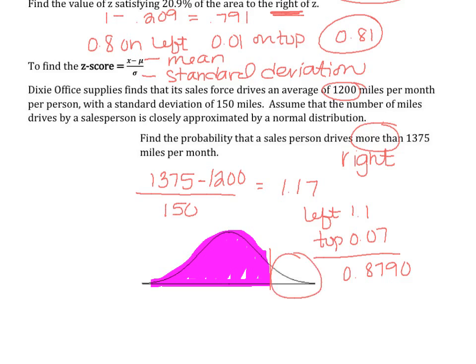So to find the area to the right, since we know that area shaded plus the area not shaded is equivalent to 1, we can take 1 minus 0.8790 and get 0.1210. So this is the stuff that's to the right that we're most concerned about. So the probability that a salesperson drives more than 1,375 miles per month is about 12% that will happen.